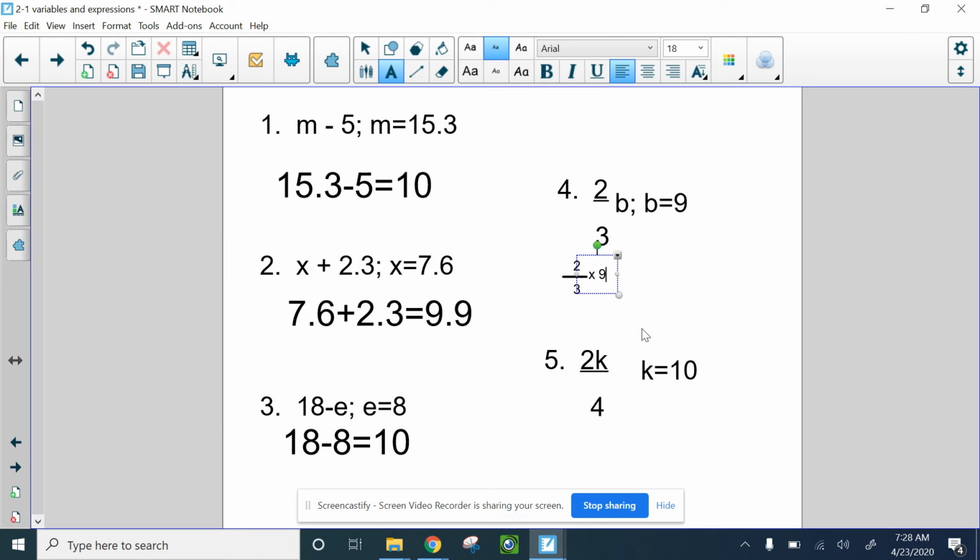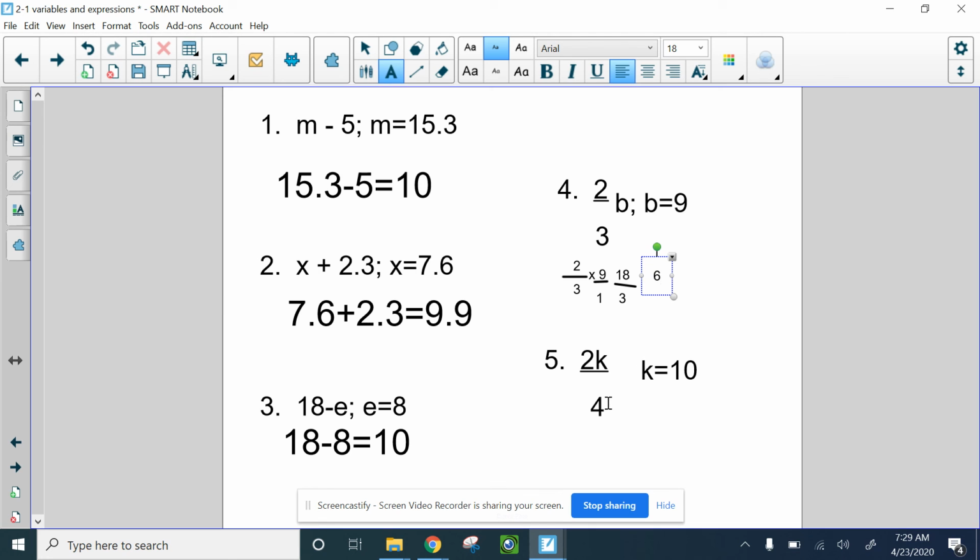Well, when I multiply with fractions, the 9 is actually more like 9 over 1. When I look at this on here, I'm going to multiply across my numerators. I'm going to multiply across my denominators. So when I do 2 times 9, I get 18 for my numerator, and I'm going to get a 3 as my denominator. So I get 18 over 3. Well, when I go through and do that math, 18 divided by 3 is 6 when I simplify that down.